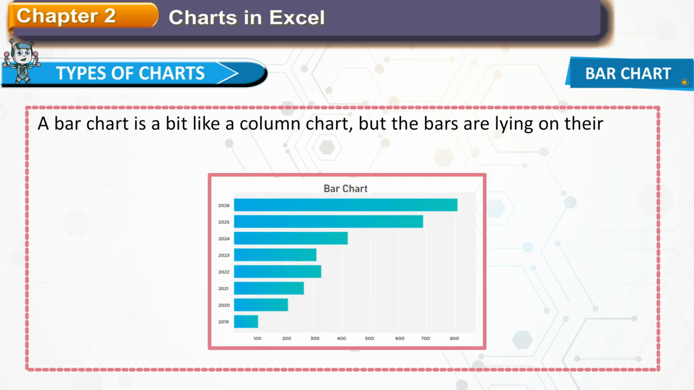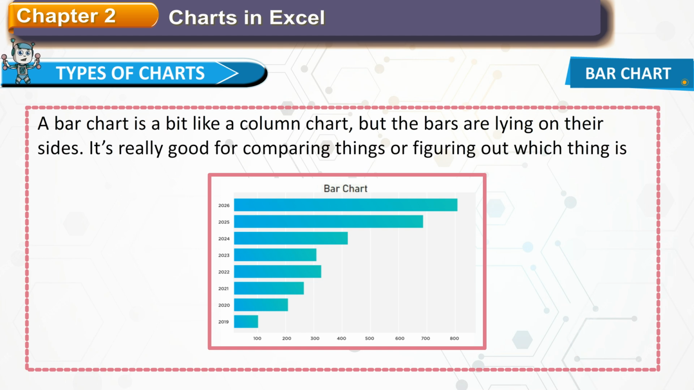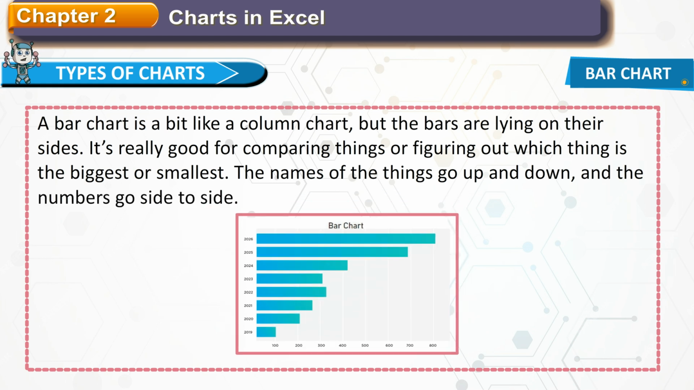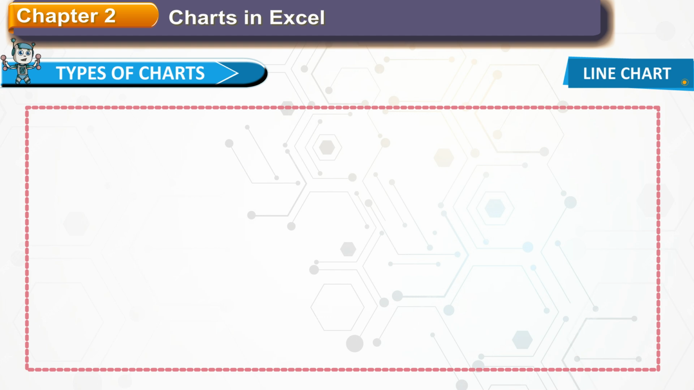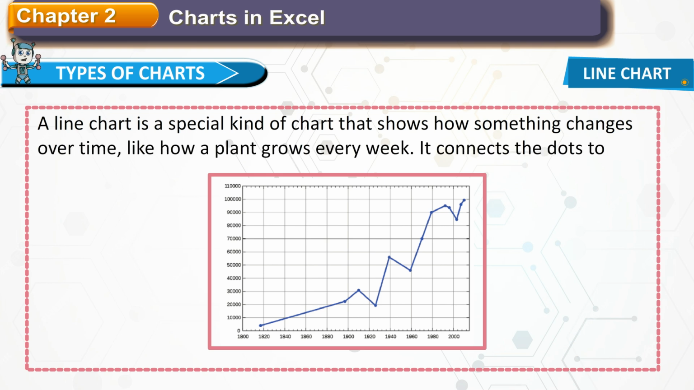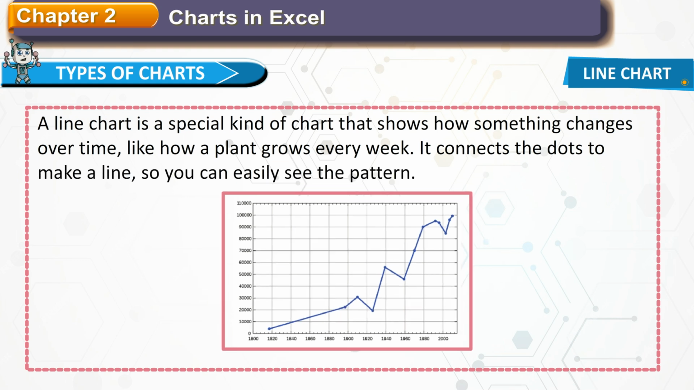Bar chart. A bar chart is a bit like a column chart, but the bars are lying on their sides. It's really good for comparing things or figuring out which thing is the biggest or smallest. The names of the things go up and down, and the numbers go side to side. Line chart. A line chart is a special kind of chart that shows how something changes over time, like how a plant grows every week. It connects the dots to make a line, so you can easily see the pattern.